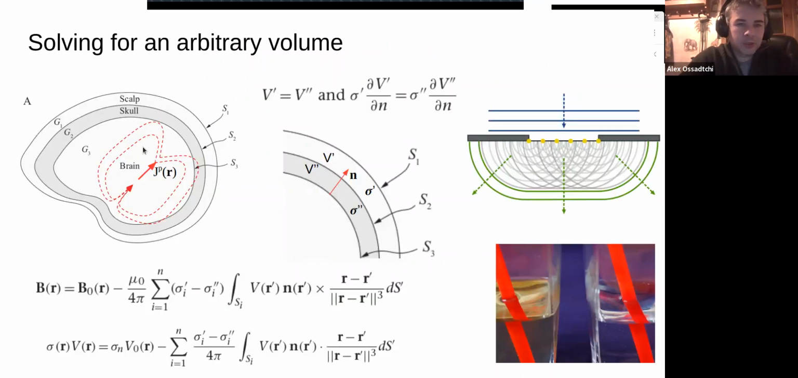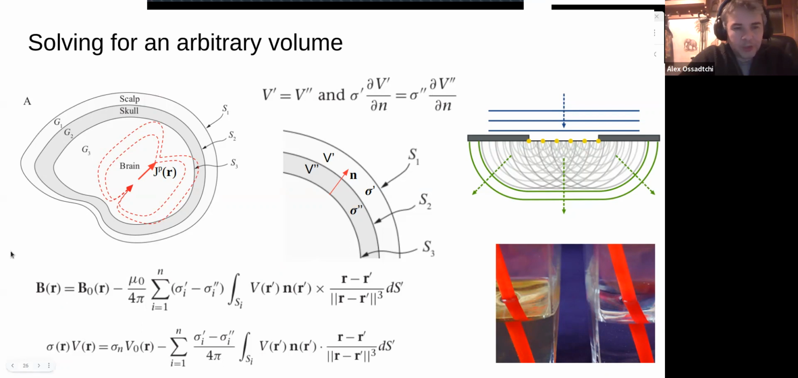But we are interested, our source is inside the innermost boundary, and our interest point is either on the outermost boundary or just next to it, in the outer space. So the solution for this is given by this equation. I'll just try to explain this to you, and that's it.